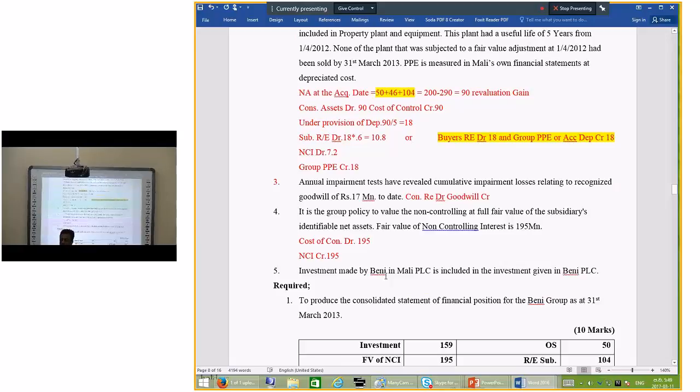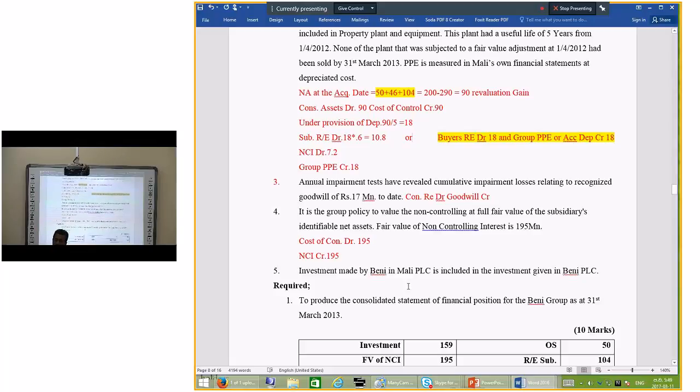Fourth one, before the last. It is the group policy to value NCI at fair value. Fair value of NCI is given as 195. No need to take the share price because it is given here. Then 195: consolidated cost of control debit, NCI account credit. Got it?